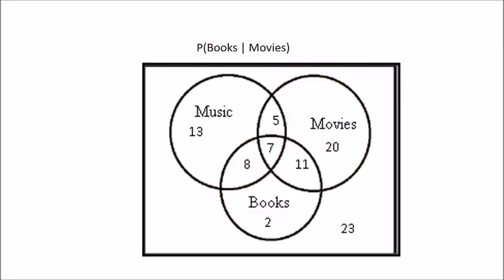Okay, so for this one, we're looking at the probability of books given movies. Again, that vertical line right there stands for the word given, right? Whenever we're looking at a given problem, it changes the Venn diagram. It changes the Venn diagram to where you're only focusing on whatever comes after that given statement. So right here, I'm only looking at the people that like movies. So I'm only focused on this circle, the people that are in that circle. That means none of the rest of the people exist for right now.